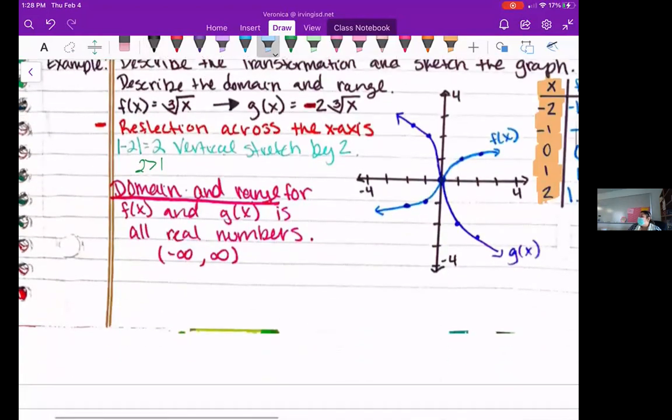It really doesn't matter. Okay, no one's ever going to go up to you and be like, "Hey, do you know what that point is called on a radical function?" No. Okay, it doesn't matter.